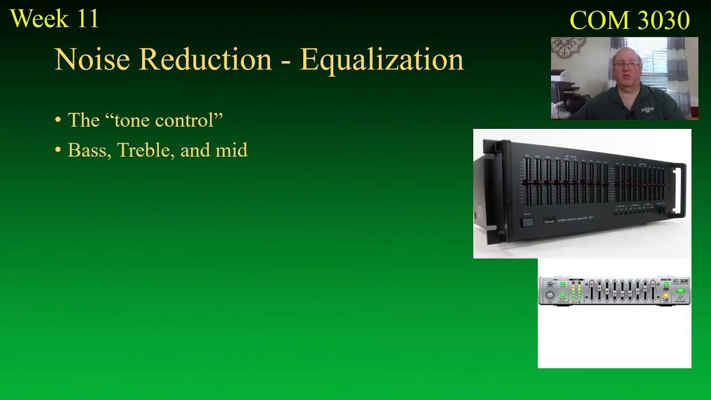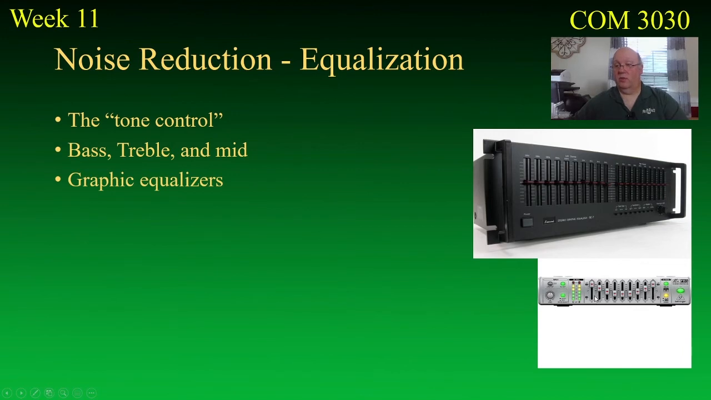Now, the bass, treble, and mid-range, that was your slightly higher end stereo system. You had a bass dial, which would only control the lower frequencies. You would have a treble dial, which gave you your higher frequencies, and the mid-range would give you your mid-range. And then, of course, you have what's called a graphic equalizer. Now, I've got a picture of one down here, as you can see.